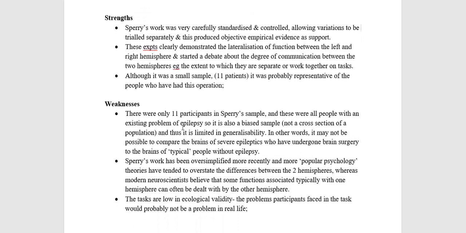So weaknesses, we've already mentioned, there were only 11 participants in Sperry's sample, and these were all people with an existing problem of epilepsy. So it is a biased sample. In other words, it's not a cross-section of a population. And obviously, if you've got a biased sample, that means you're very limited in generalizing.